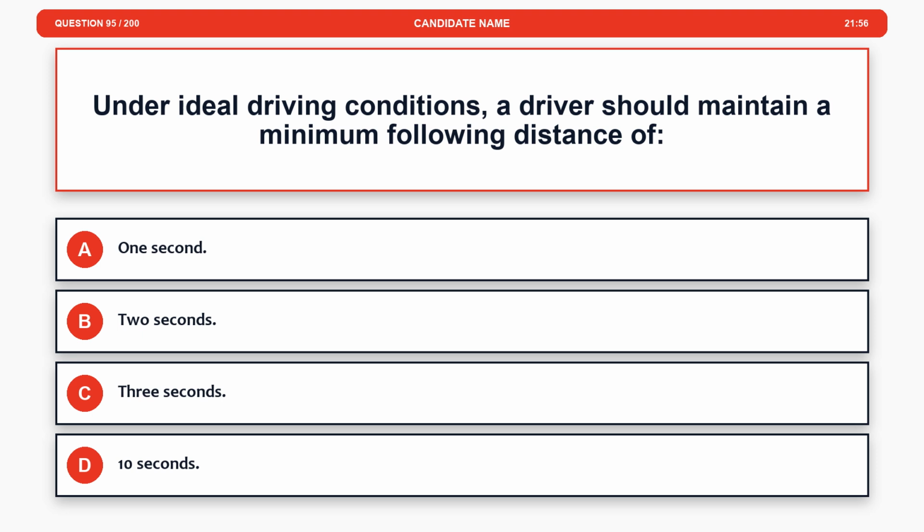Question 95. Under ideal driving conditions, a driver should maintain a minimum following distance of Option A, 1 second. Option B, 2 seconds. Option C, 3 seconds. Option D, 10 seconds.